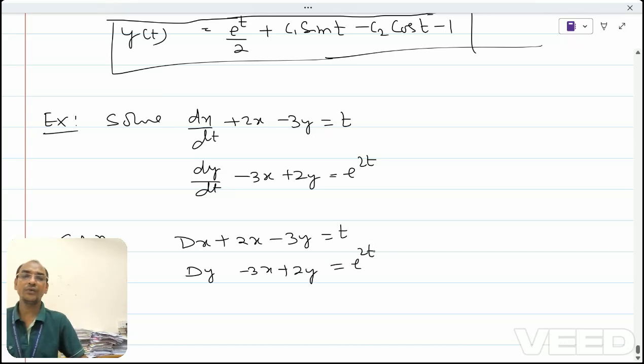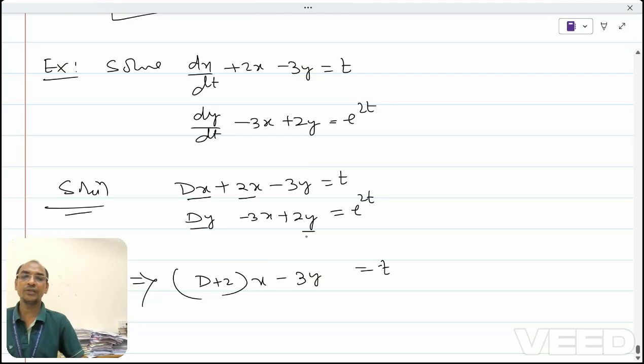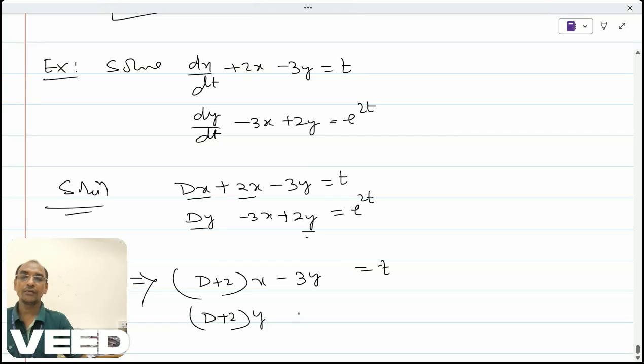You see that x is common between these two, so I can rewrite this again as (D plus 2) of x minus 3y equal to t, and y is common between these two, so I can say (D plus 2) of y minus 3x equal to e to the power 2t. Okay. So now we can eliminate any one of them, either x or y, both are the same.